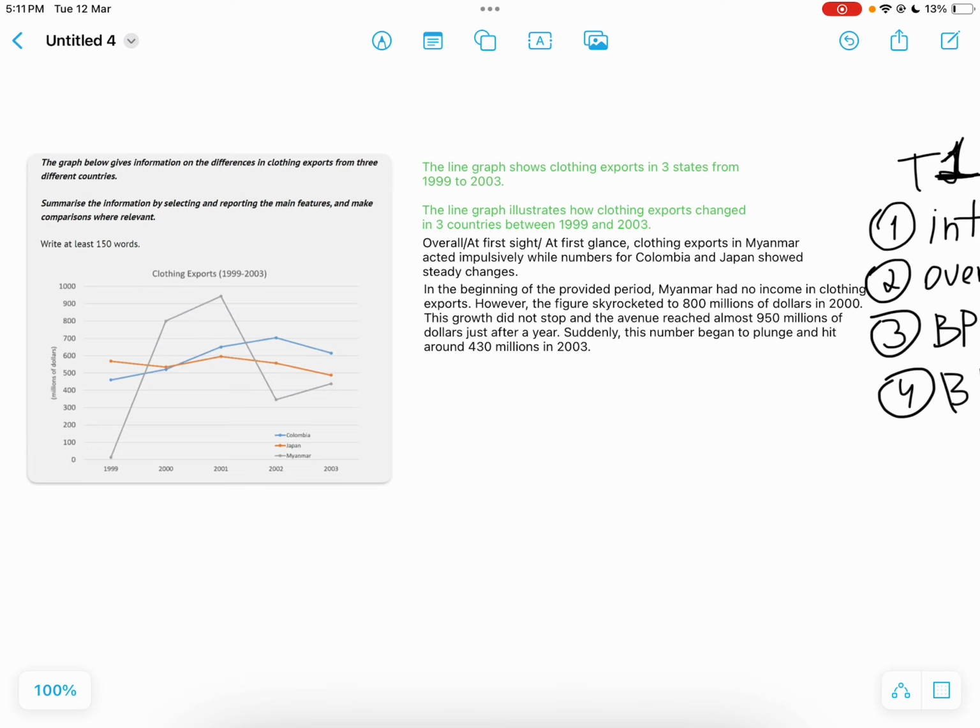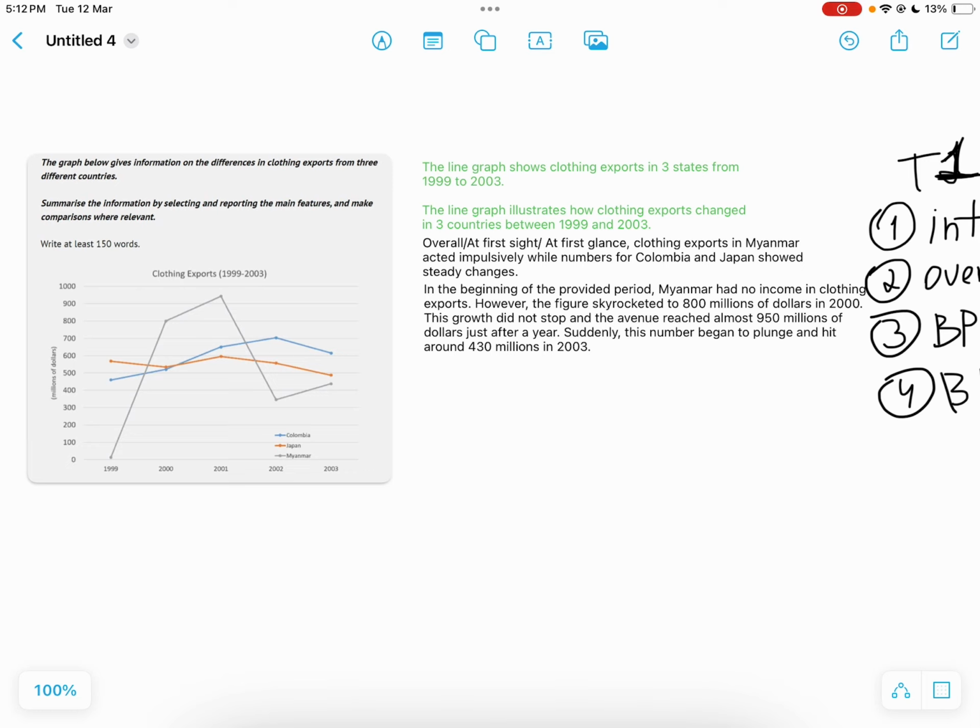As you see, I didn't just write about every year and every number in that year. That would be very boring. I just tried to describe this graph as if I am telling a story, you see. So I just used the numbers where it was really necessary. And I also tried to paraphrase some words. For example, I didn't just write in 2001, I wrote after a year. This would be a very good trick to score a higher band.